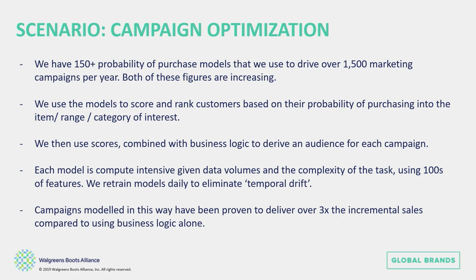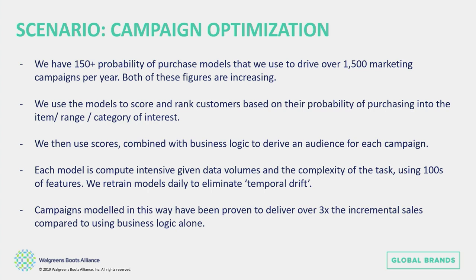So the scenario that we worked with Krishna's team on was campaign optimization. At the moment in the UK, we have over 150 probability of purchase models, and these are driving over 1,500 marketing campaigns per year, but both of these figures are increasing. We're doing more campaigns and we're having more requests for modeling.